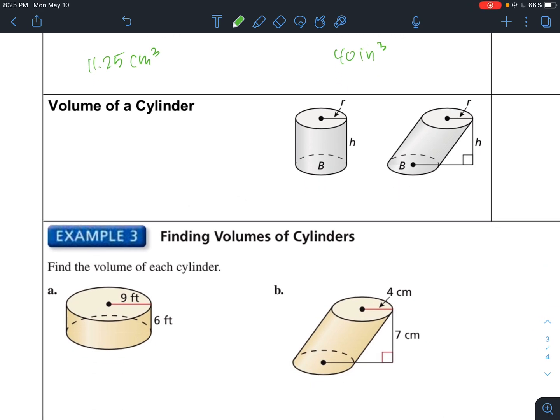Okay, now let's move on to talking about the volume of cylinders, which is pretty much the same thing. The volume of a cylinder is still the area of the base times the height, where B is the area of the base and H is the height. But the base is a circle, so the base should be pi r squared. And so the volume converts to pi r squared times the height. So that's the volume of a cylinder.